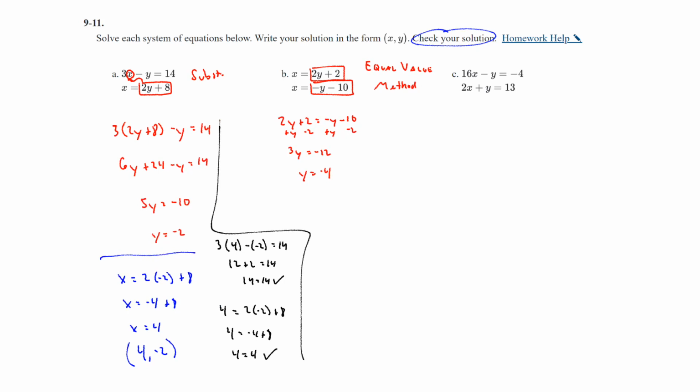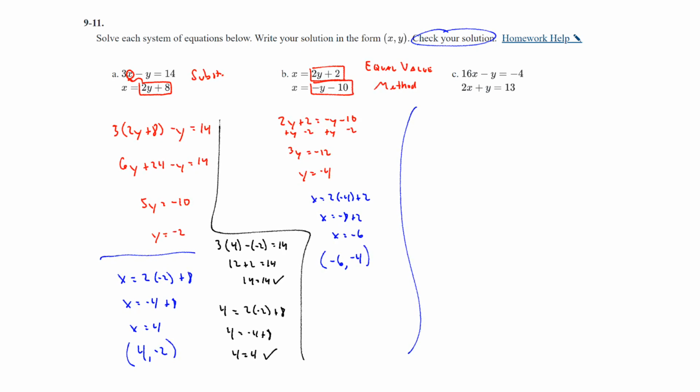Plug that back into one of the equations. I'm just going to go with the top one. x equals 2 times negative 4 plus 2, which would be negative 8 plus 2, so x is equal to negative 6. So negative 6, comma, negative 4.